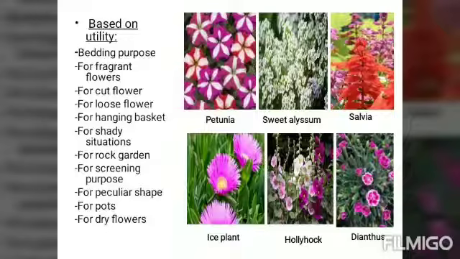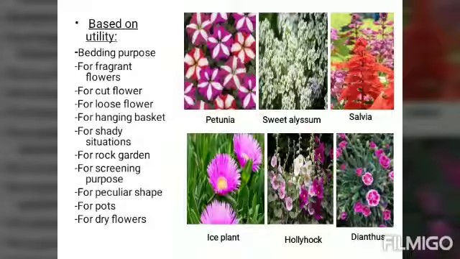Now the fifth one is for hanging basket. For hanging basket, the examples are daisy, verbena, phlox, and sweet alyssum. So sweet alyssum again comes for hanging basket. You can use it for this purpose, and the picture that you have already seen here, the second picture, so it's good for hanging basket also.